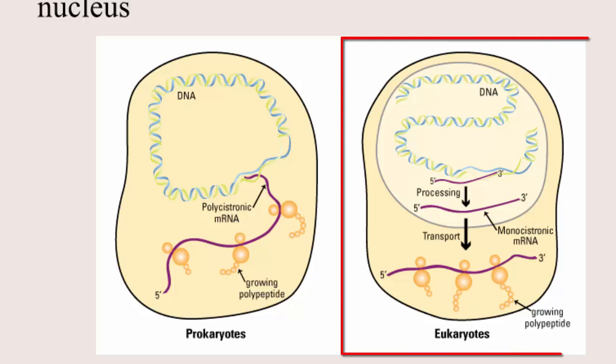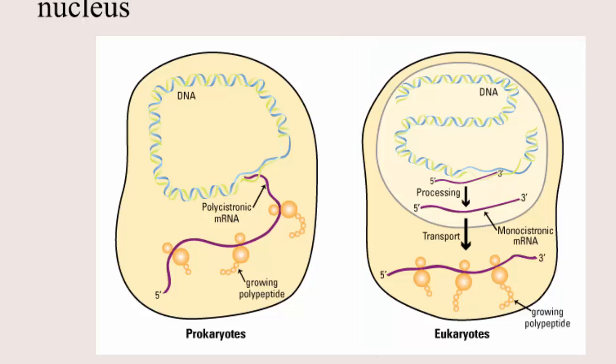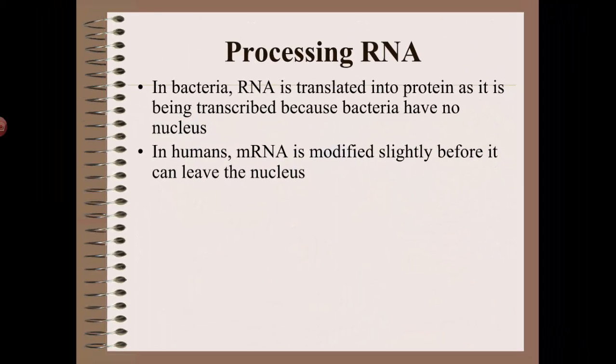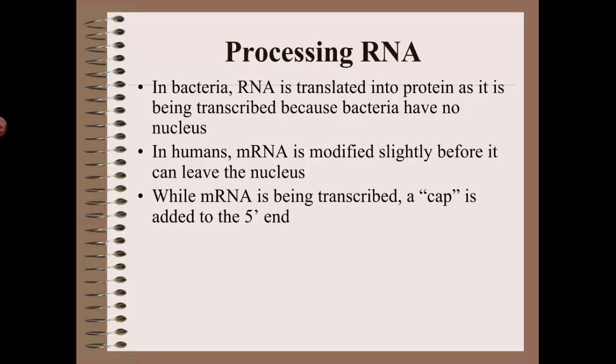When you have a eukaryotic cell that may be making hundreds of different types of proteins at the same time, you can't do it this way. You have to compartmentalize and make things a little bit more streamlined. So in humans, your messenger RNA transcripts, right after they're copied, are modified slightly before they can leave. The first thing that happens is they put a little cap on the 5' end of the transcript.